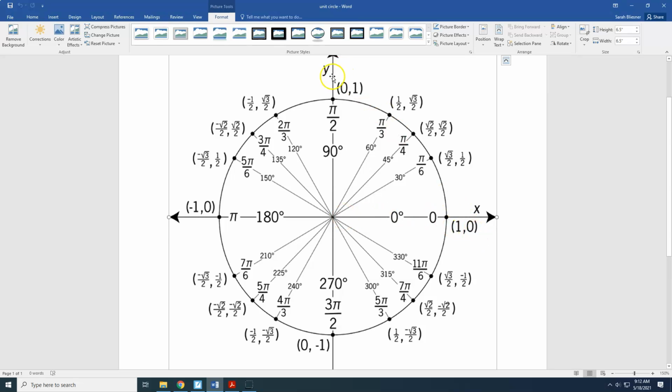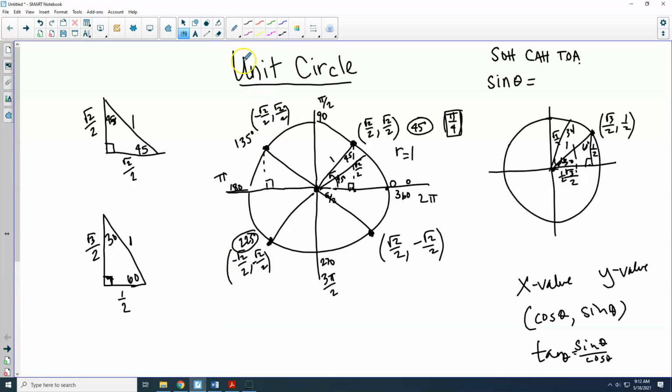So (1, 0), (0, 1), (-1, 0), and (0, -1). These are the x values and the y values of each of these coordinates. These are the angle measures in degrees and radians. And now we can use this unit circle in order to evaluate some sine, cosine, and tangent.